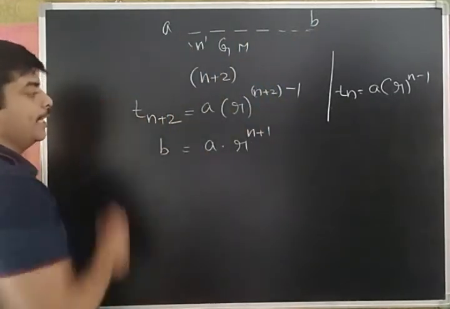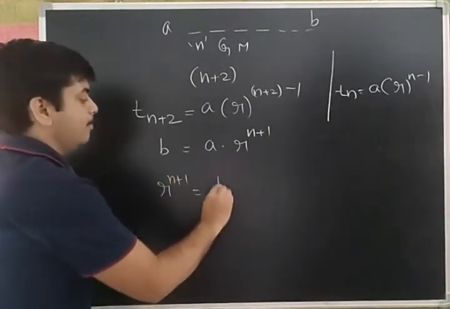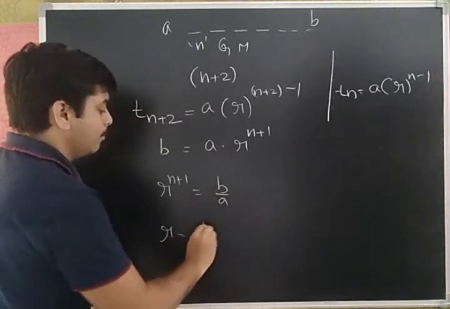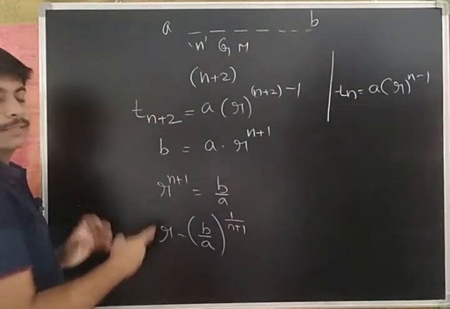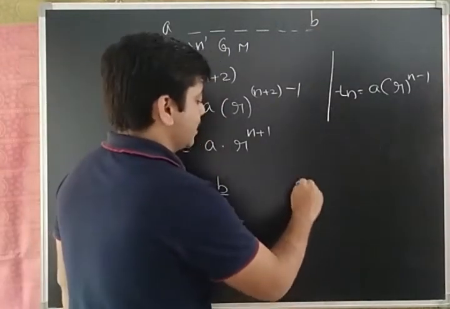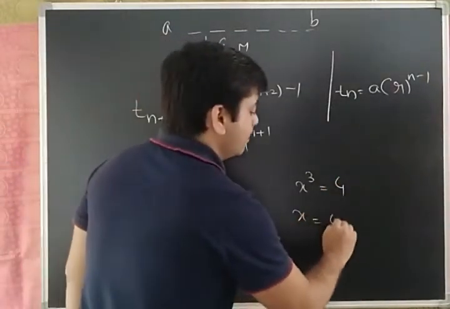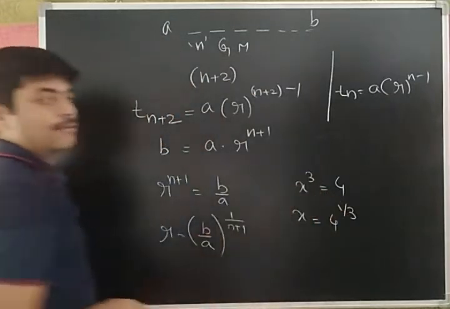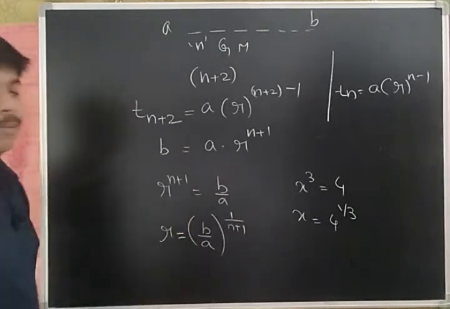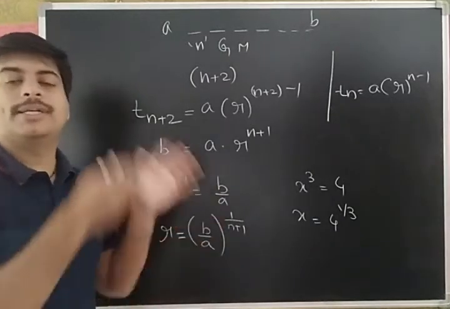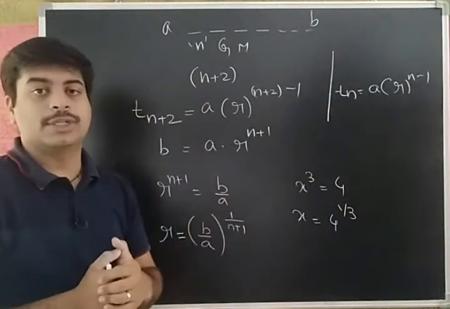So b is equal to a into r power n plus 1, or we can say r power n plus 1 is equal to b by a, or r is equal to b by a whole power 1 by n plus 1. Why 1 by n plus 1? If you are having something like x cube is equal to 4, let us say, what is x? x is equal to 4 power 1 by 3. This 3 will come here, becomes 1 by 3 in the power. In the same way, r is equal to b by a whole power 1 by n plus 1. This is the common ratio of that geometric progression.